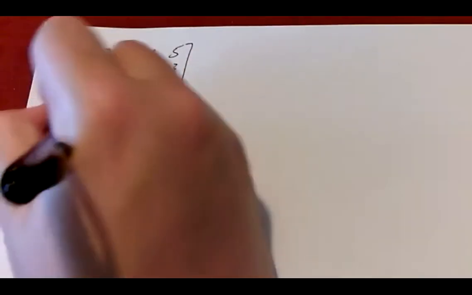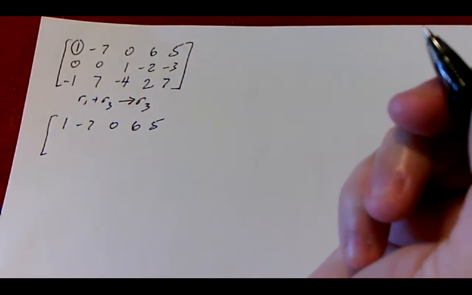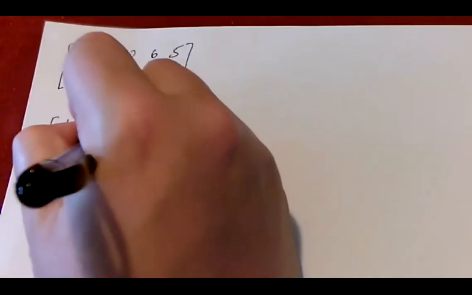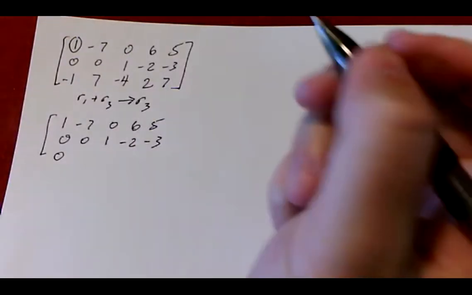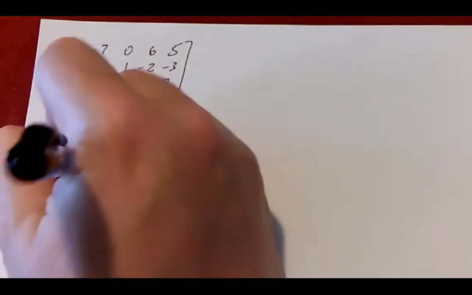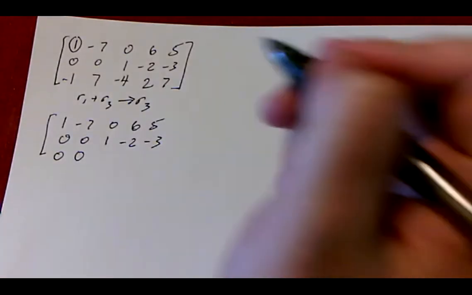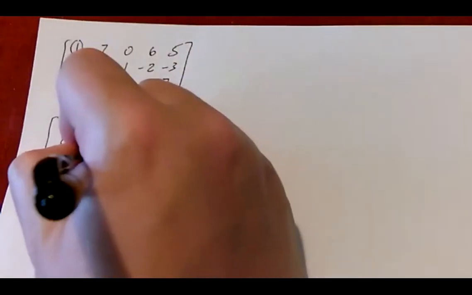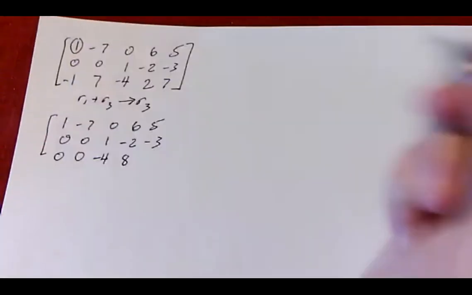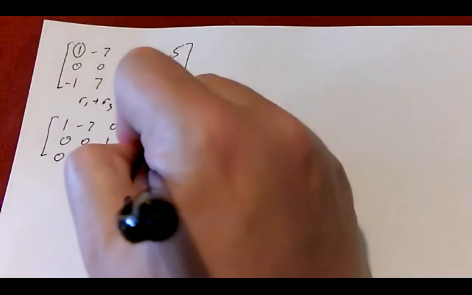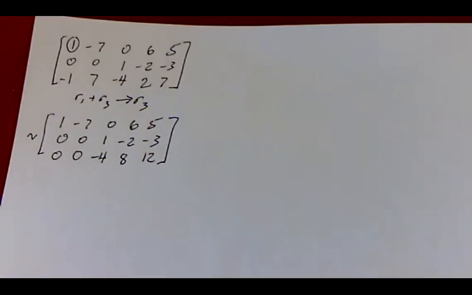Okay, so I've got 1, -7, 0, 6, 5. Row 1 doesn't change, row 2 doesn't change, 0, 0, 1, -2, -3. Row 3 now is going to be 0. -7 and 7 makes 0. 0 and -4 makes a -4. 6 and 2 is going to be 8. And then 5 and 7 is going to be 12. Okay, and that's an equivalent matrix to the matrix that I started with.